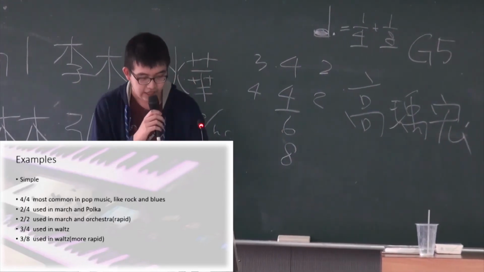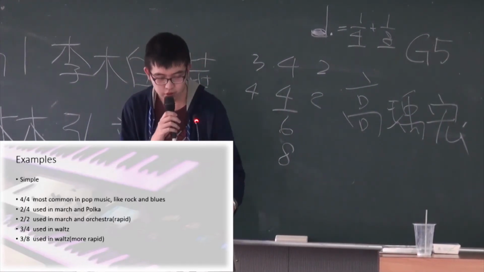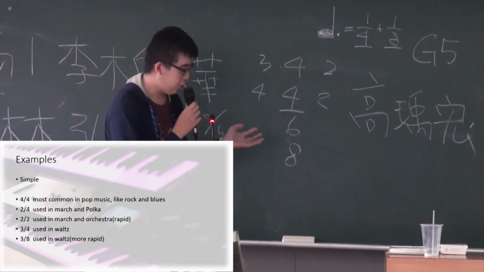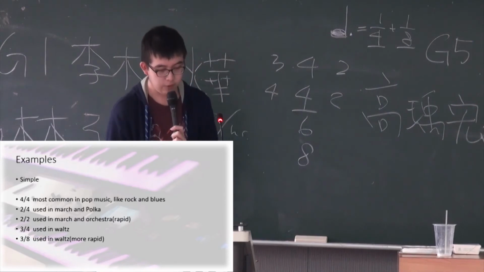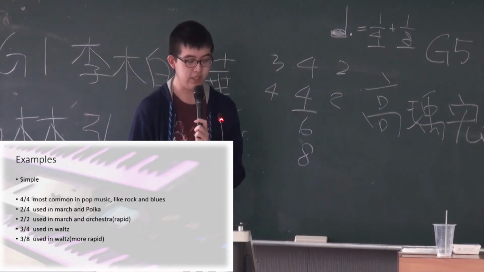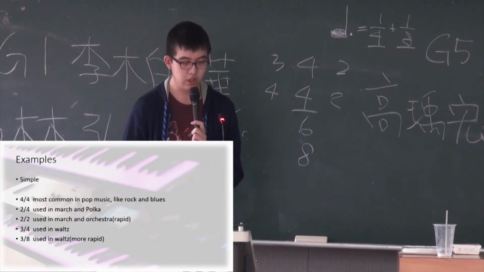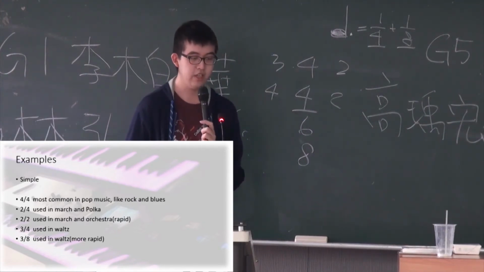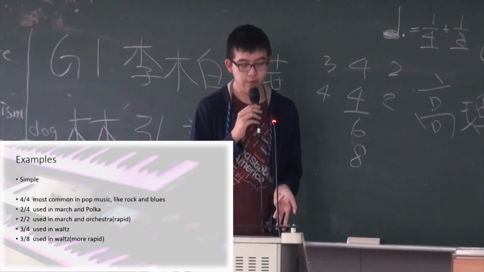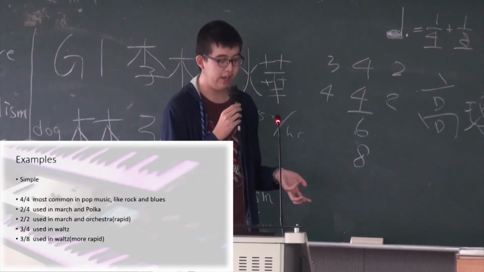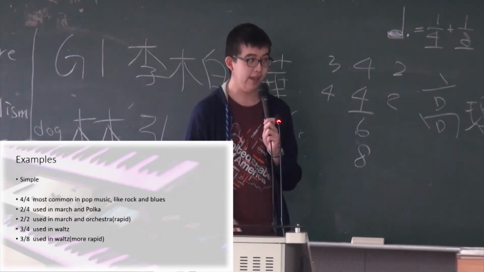Okay, here are some examples of the time signatures used in music genres. 4/4 is most common in pop music. Yes, this is the most common time signature in music. And there are 2/4, 2/2, 3/4, and 3/8. There are many.